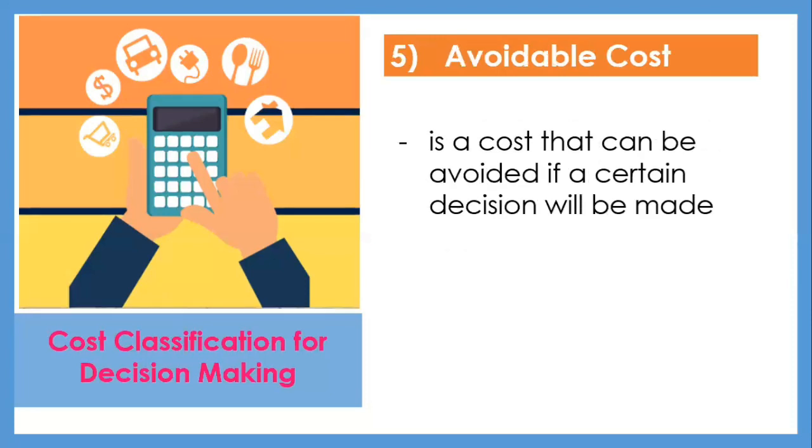And next we have avoidable cost. So what is meant by avoidable cost? If we say avoidable cost, it is a cost that can be avoided if a certain decision will be made. Meaning to say, it is an expense that will not be incurred if a particular activity is not performed. Avoidable costs refer primarily to variable costs that can be removed from a business operation. Unlike most fixed costs, which must be paid regardless of the activity level of a company. There are also instances in which fixed costs can be avoidable costs. To better understand this one, let us have an example.